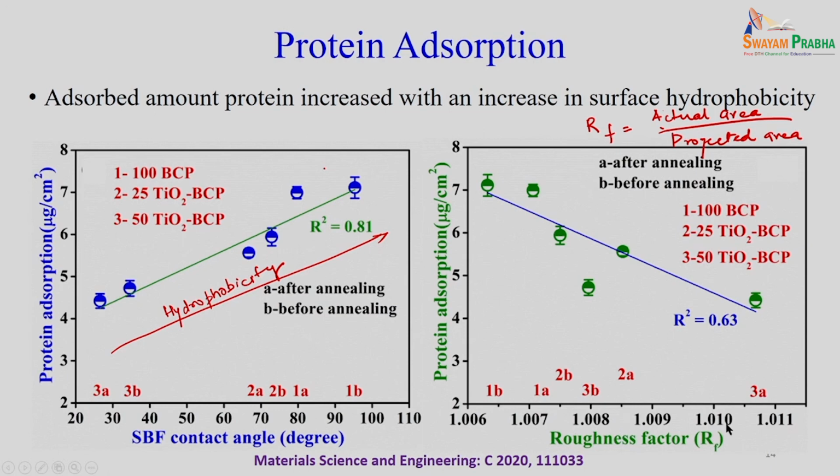So, this RF value is higher than 1, and with an increase in the surface roughness, we are observing a decrease in the protein adsorption. What it says is the protein adsorption is not following the trend as expected because of the increase in the surface area. It means if you are increasing the surface area, there should be more contact area between the protein and surface, then there should be more adsorption, but we are getting the opposite trend.